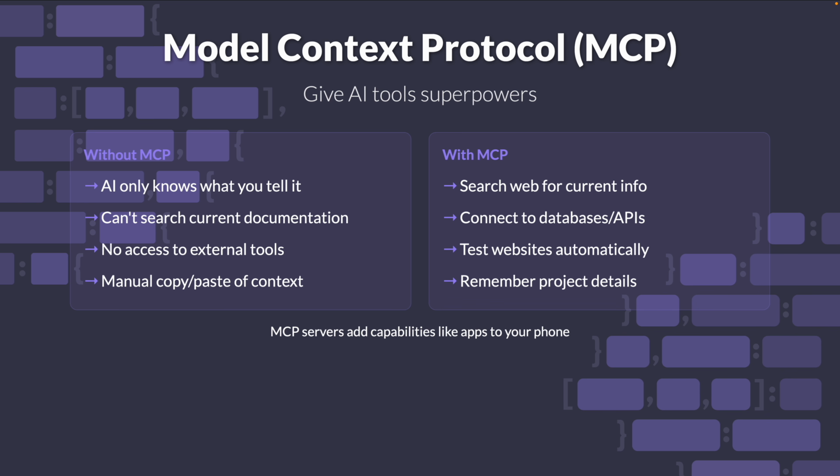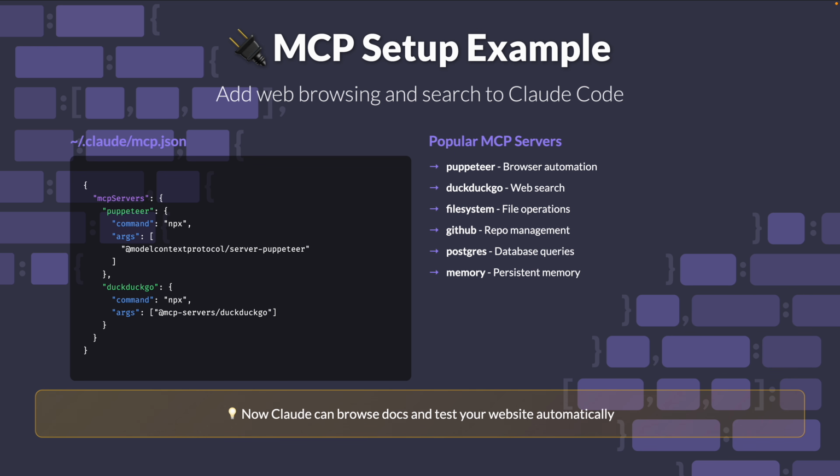Now let's talk about Model Context Protocol, or MCP. It's basically a way to give AI tools extra capabilities. So think of MCP servers like apps for your AI. Without MCP, your AI is limited to what you tell it. It can't search for documentation, access databases, or test websites. But with MCP, it can access real-time information and interact with external systems. Basically, it's a way to give your AI different tools that it can use.